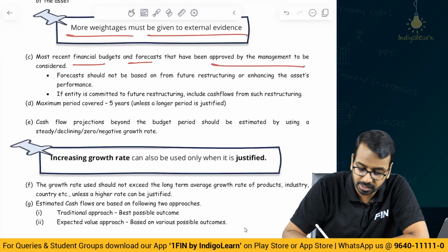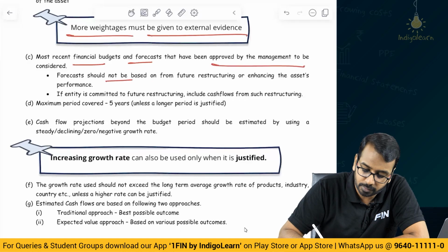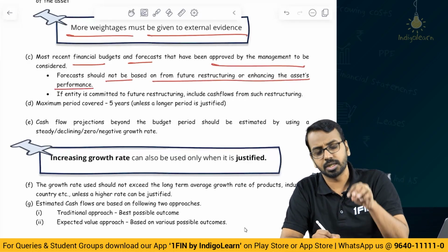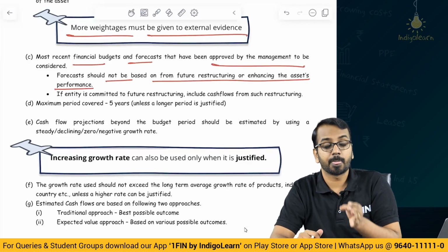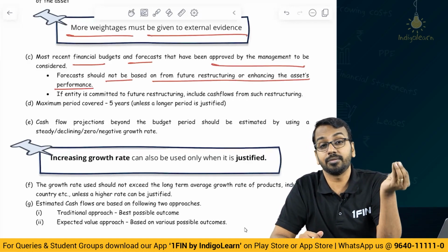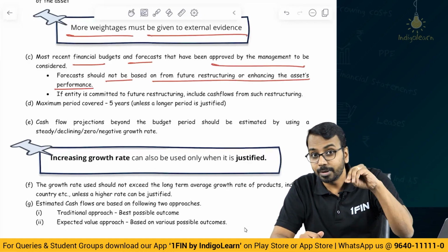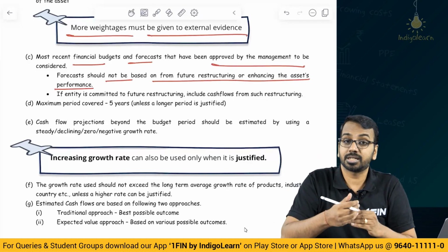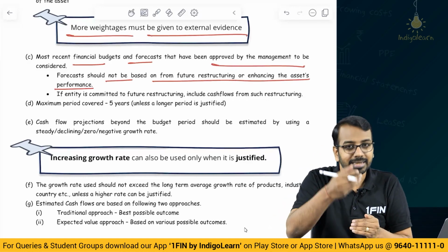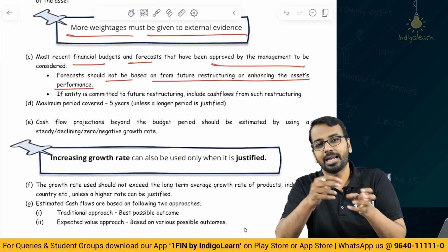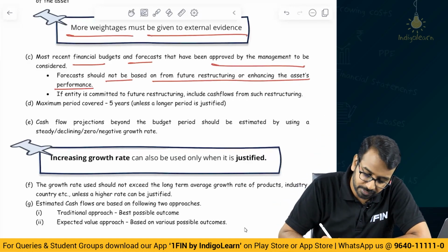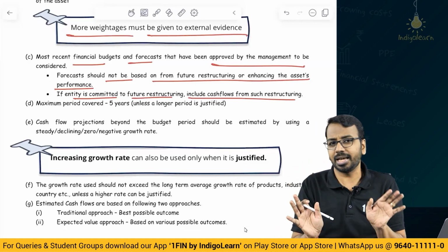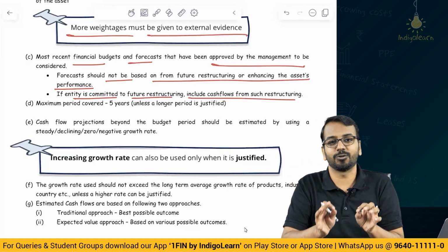Things to keep in mind: forecasts should not be based on future restructuring or enhancing asset performance. This is very critical, because a lot of times students get confused here. If there is a future restructuring which is anticipated, and because of that I will have a higher cash flow, I should not consider that. If there is a future restructuring to which the entity has already committed, then that can be considered for the calculation of cash flows. So if you have committed to the future restructuring, you will include it. If you are not yet committed, you are just thinking, then you will not consider it.